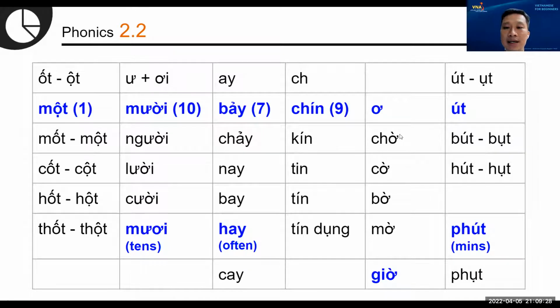So now we practice the falling tone. Chờ, cờ, bờ, mờ, giờ. Very good, your tone is perfect. Thank you, Lee. Now, chờ means to wait. Can you give me 'wait for me five minutes'? How do you say that? Chờ 5 phút.